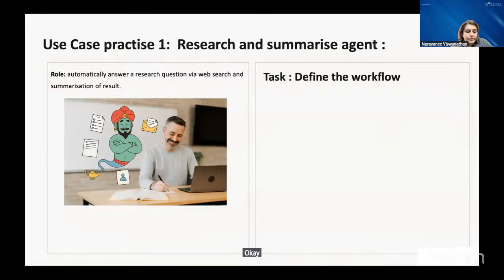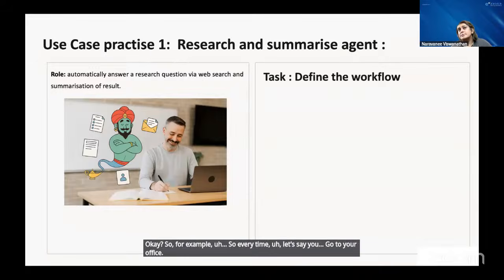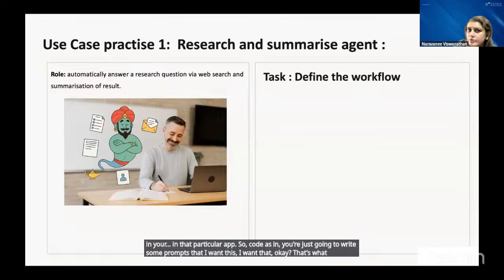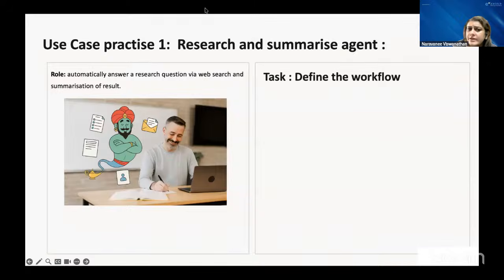So for example, every time, let's say you go to your office, you basically want to immediately change your phone to personal focus, or you want to activate do not disturb in WhatsApp. Okay, how will you do? So you can write code for that in that particular app. Code as in you're just going to write some prompts that I want this, I want that. Okay, that's what we were learning how to do. Is this clear to everyone?